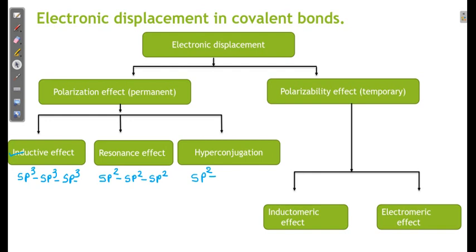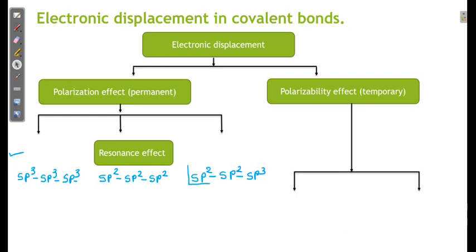If sp2 and sp3, then you can say there are chances of hyperconjugation. Inductomeric and electromeric effects we will see later on. So among all these, today my topic is to explain only the resonance effect, not any other effect.